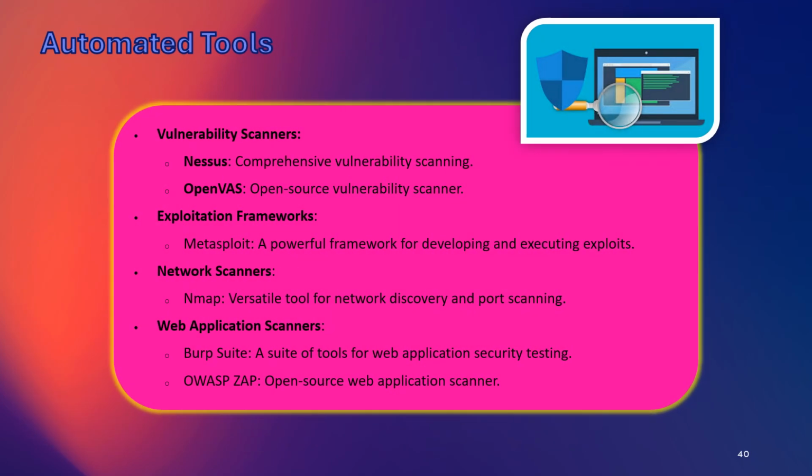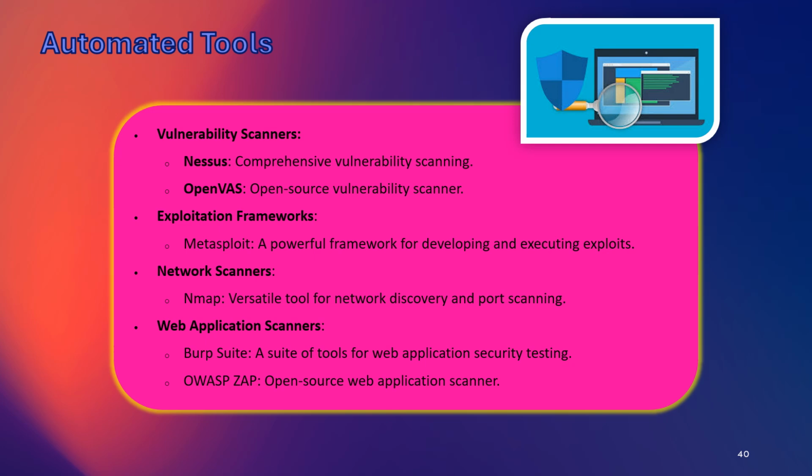Automated tools. Various automated tools are used in penetration testing. Vulnerability scanners such as Nessus and OpenVAS identify security weaknesses in networks and systems. Exploitation frameworks like Metasploit allow testers to simulate real-world attacks.